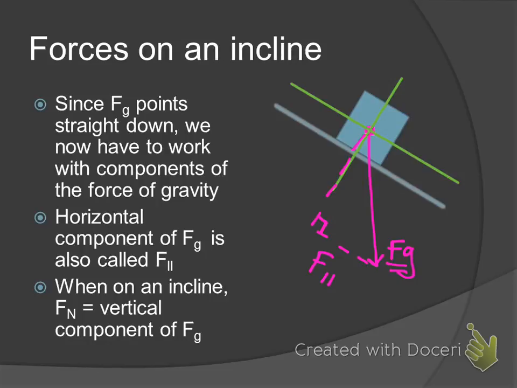And then our vertical component we call the normal force. Okay, and why do you think that might be the case? Because it's still going upward. Yeah, these two forces are equal to each other. The normal force can be found from the y component of the gravitational force.